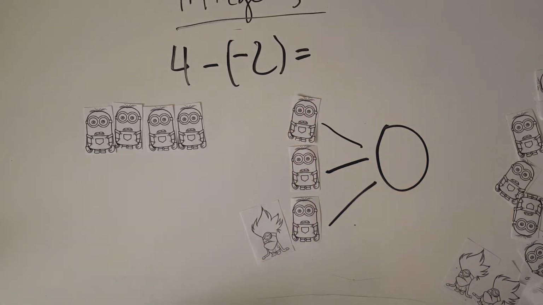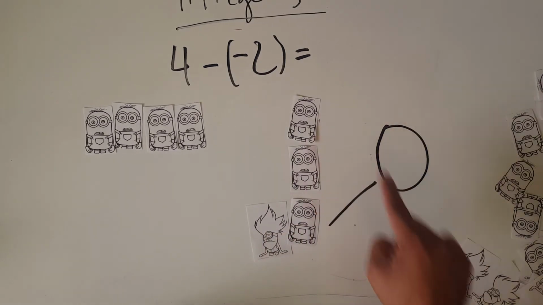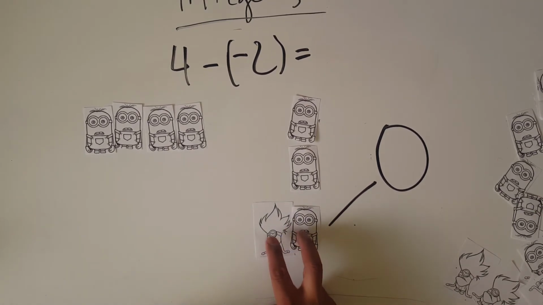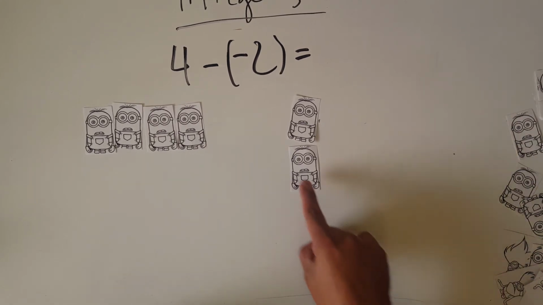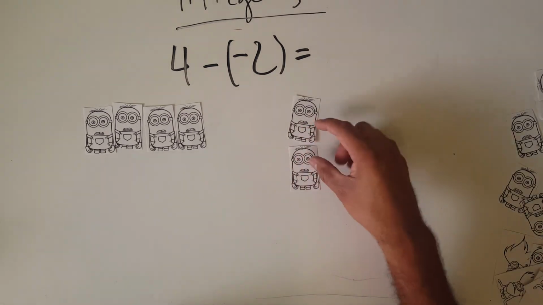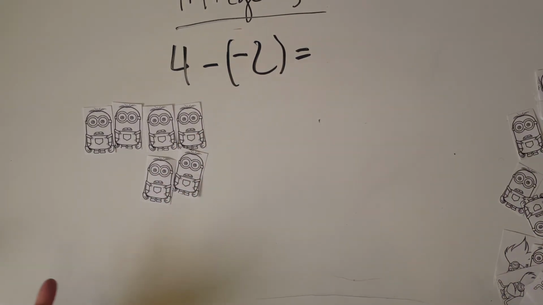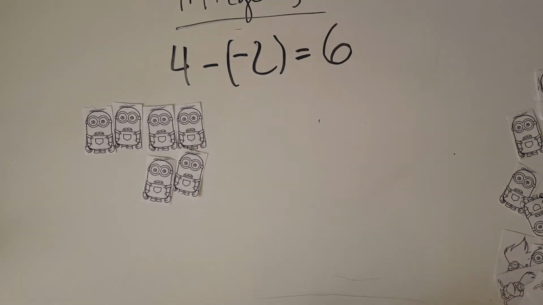So I take away those 2. I can go ahead and remove him because this only applies to him now. Okay, I can take these guys away because they are worth nothing. They are a 0 still, so I can take those guys away. And now I'm left with these 2 positive dudes. So now I can put them with them. They're all buddies. They're all friends. So my answer is going to be 6 positive minions.